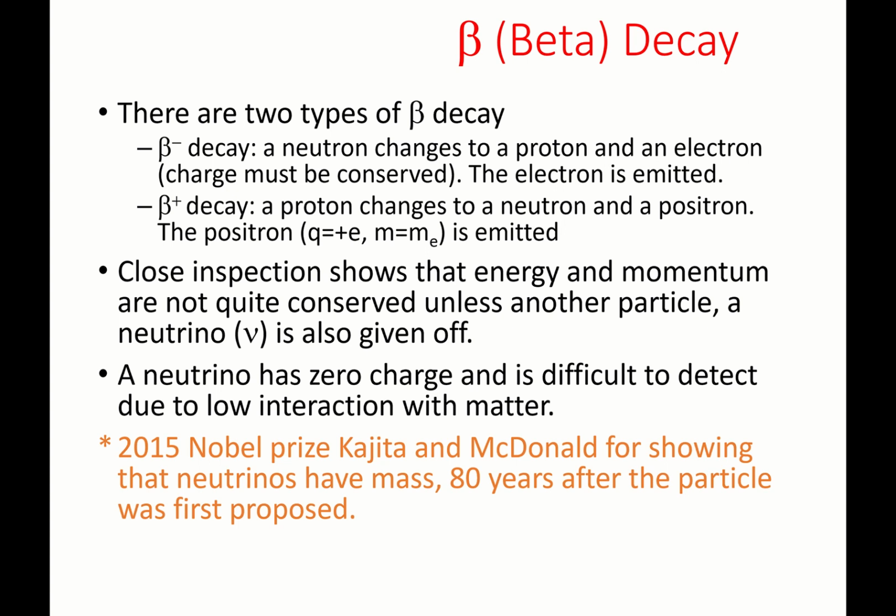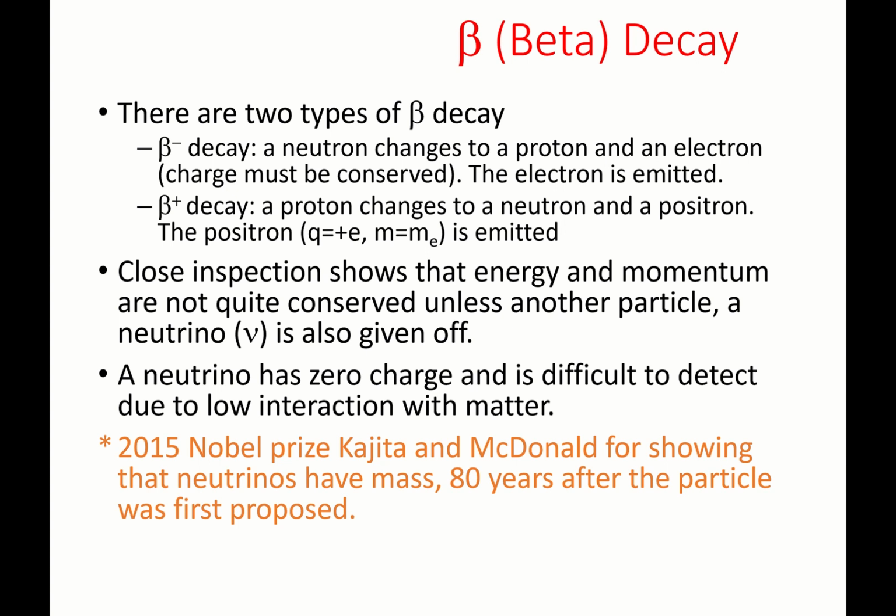In beta decay, there are 2 types of beta decay, beta minus and beta plus. In beta minus decay, a negatively charged particle, an electron, is emitted. And in beta plus decay, a positively charged particle called a positron is emitted. A positron has the same mass as an electron and the opposite charge, so it has a charge of plus E instead of minus E.